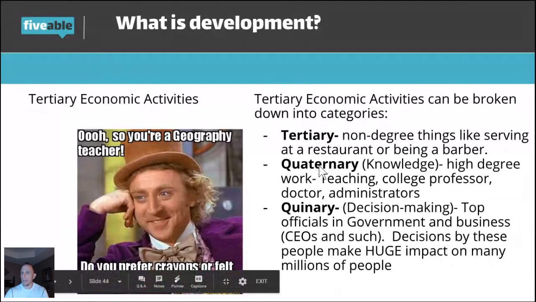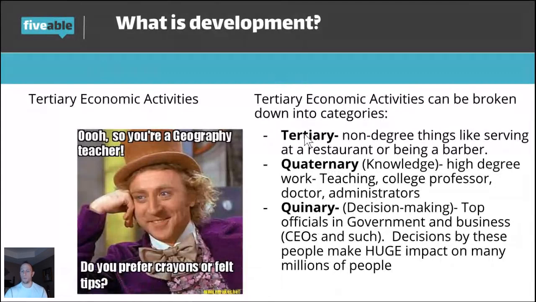So quinary and quaternary are all parts of the service sector, but you break them down into different categories in order for you to get a grasp on what kind of service is being provided. Does that make sense? Now, one more thing I wanted to point out is that sometimes, and really this right here is the explanation that I always went with my students.